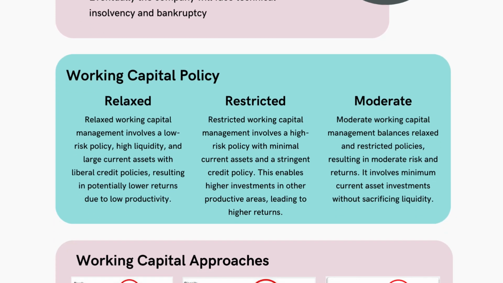The first one is relaxed. It involves a low risk policy, resulting in low returns due to low productivity. The next one is restricted. It involves a high risk policy with higher return. Lastly, moderate working capital, where it balances between relaxed and restricted. It involves minimum current asset investments without sacrificing liquidity.